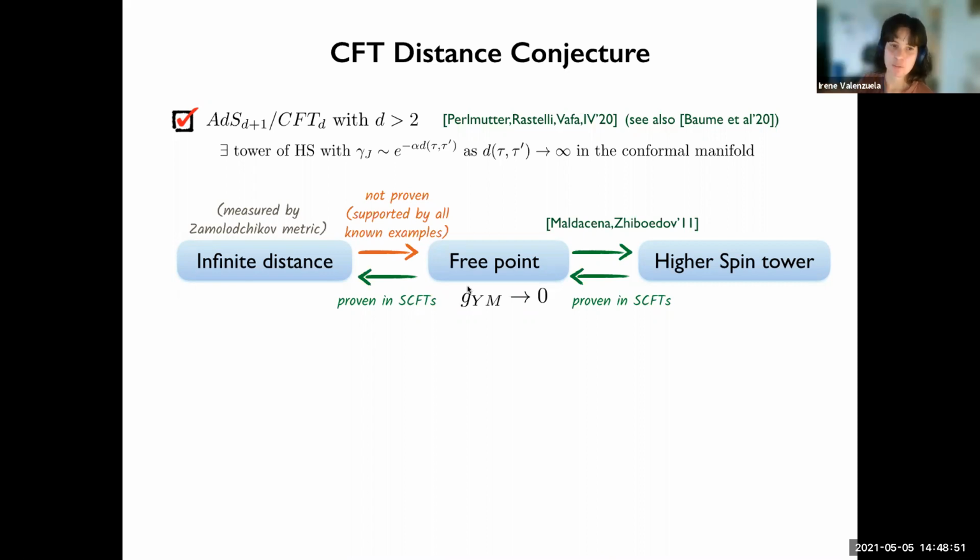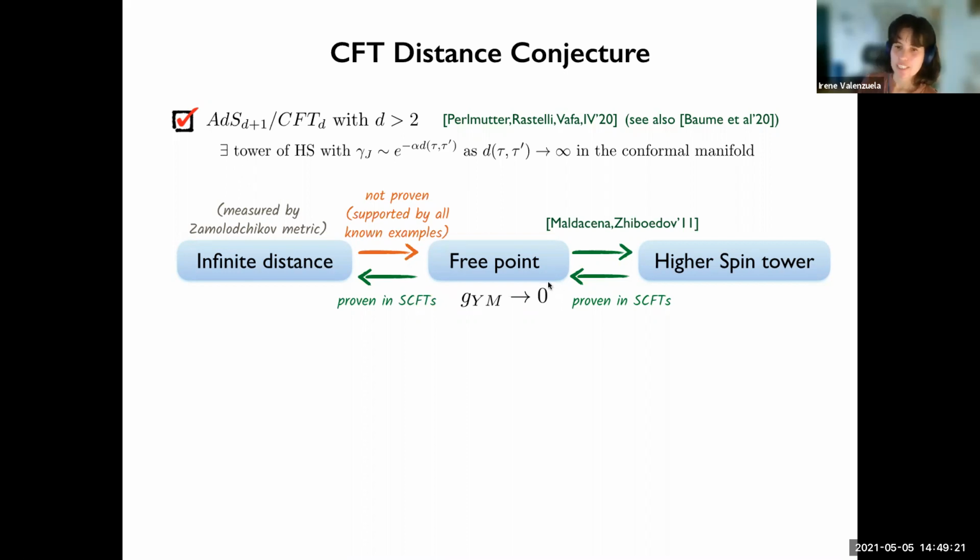Okay, so what we did is to connect these three notions: infinite distance measured by the Samologikov metric, having a free point in your theory in which a gauge coupling goes to 0, and having a higher spin tower. And I put here in green the directions of the arrows that are proven, at least in the context of superconformal field theories, versus the one that is just based on examples but has not been proven in general.